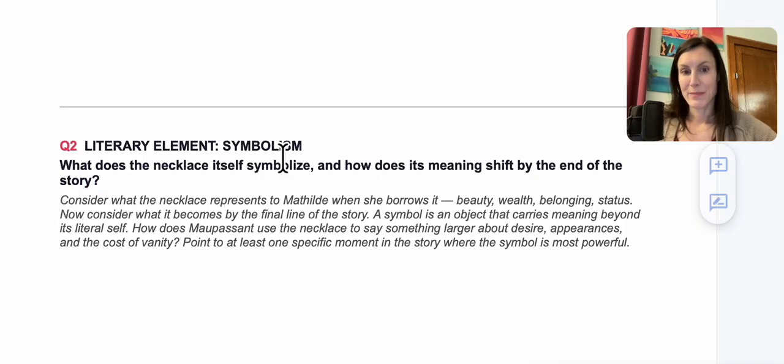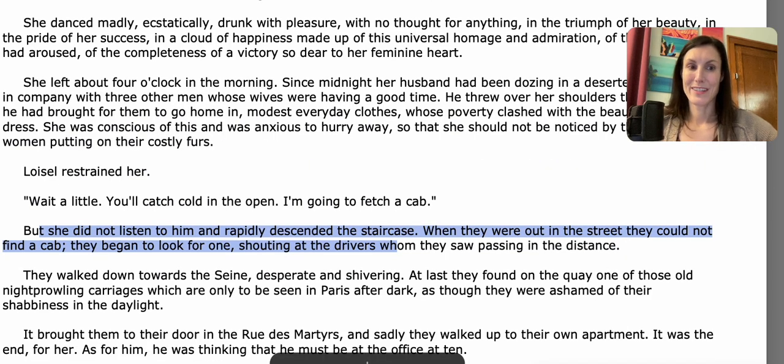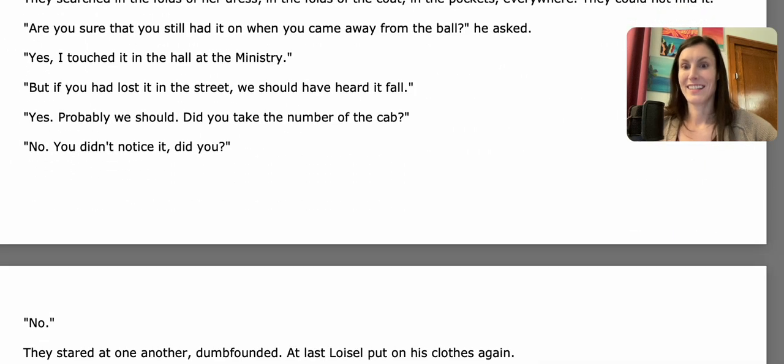And then the symbolism of the necklace. What does a necklace symbolize? How does its meaning shift? Well, at first it represents wealth, beauty, belonging, status. And then it symbolizes her despair and her fall into poverty. So you could say the necklace symbolized her economic demise, her and her husband's financial demise, because we also found out that her husband was decently well off.